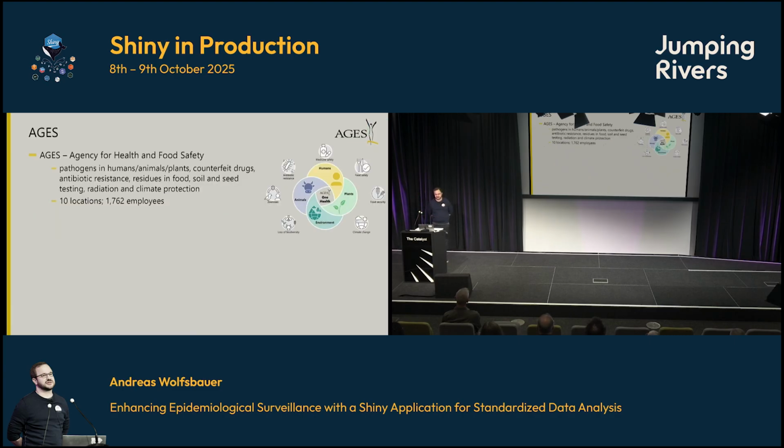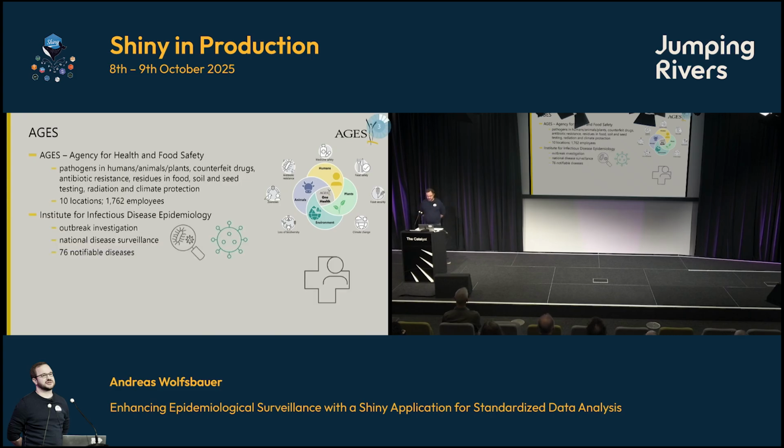So first, a bit of context about AGES. We're a public health agency based in Austria, where we work to detect and manage the risks for humans, animals, plants, and the environment in the sense of a One Health concept. So our areas of expertise range from medicine safety to food safety and environmental threats. Our Institute is within the public health department. So we focus on outbreak investigation, national disease surveillance, and data-driven modeling of the 76 notifiable diseases that we track in Austria.